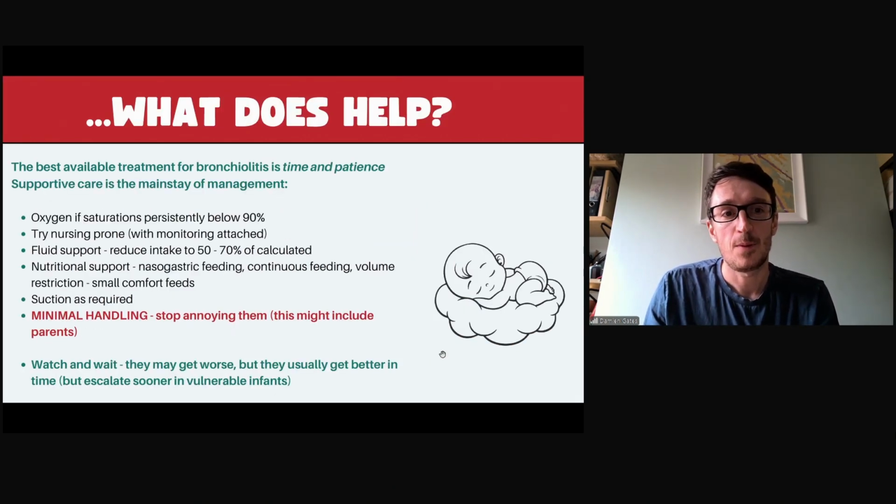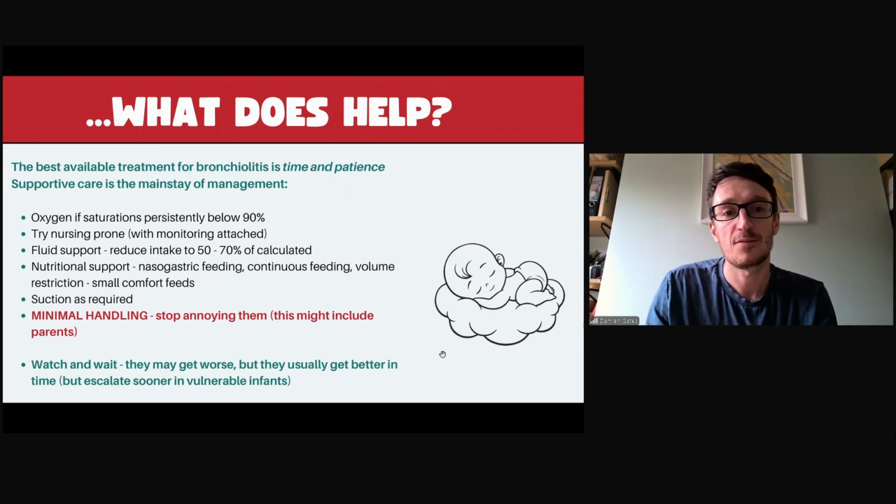What does help? Well, the best available treatment we have for bronchiolitis is simply time and patience, which I suppose, as medical professionals, we don't do very well. We don't have a lot of time and we don't have a lot of patience. And also, certainly, parents don't have a lot of patience either when this is going on. They want you to fix their child. But ultimately, supportive care is the absolute mainstay of management here.